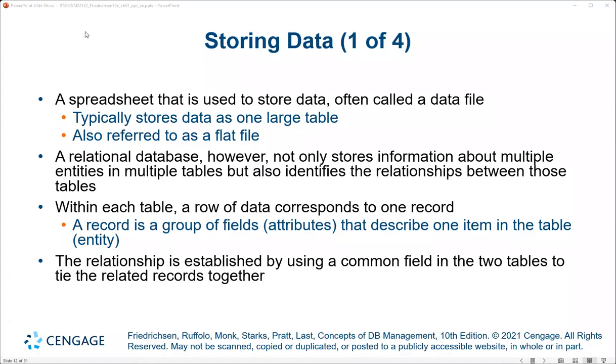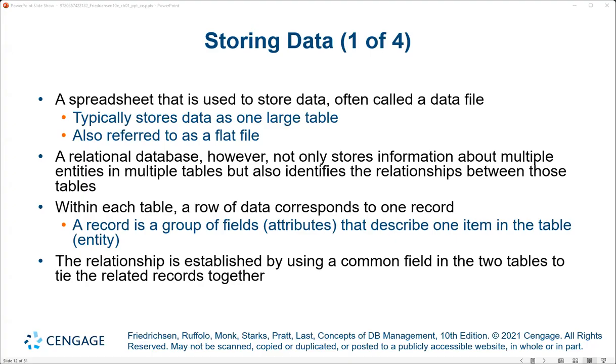And then the relationship is how we tie those two entities, those two tables together, right? And we do that through those attributes, through those columns. So essentially, we're going to have a column, an attribute in one table that also exists in another table. And that's how we're going to tie those two tables together, and that's how we create the relationship.